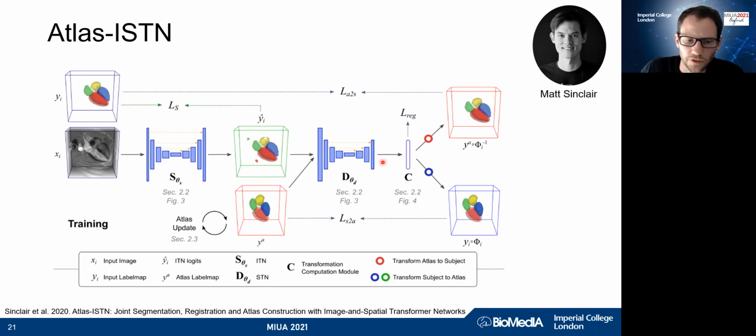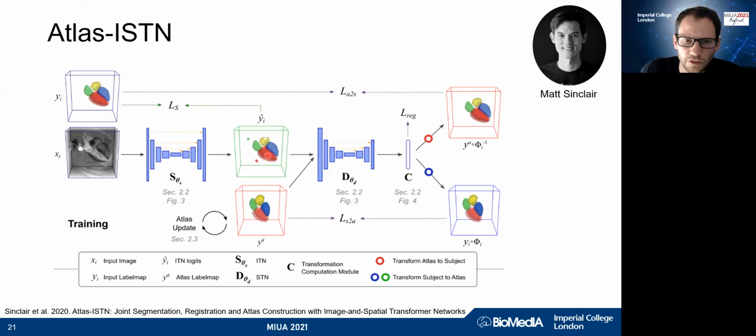Now in Atlas ISTN, what we do is we jointly do segmentation, registration, and Atlas construction in the following way. If you have a training data set of images together with label maps, what we now train for is a segmentation network. Think, for instance, of this as a UNet, where you have a loss function that just says you have to do segmentation on these images.